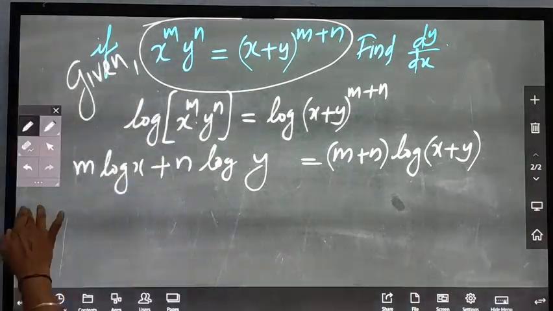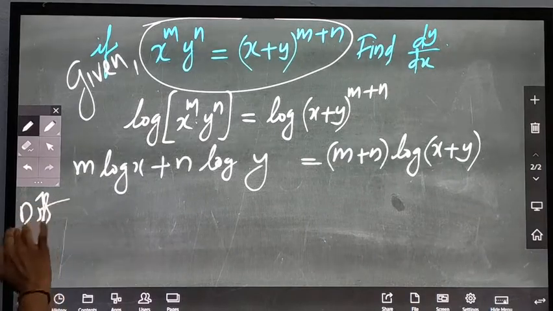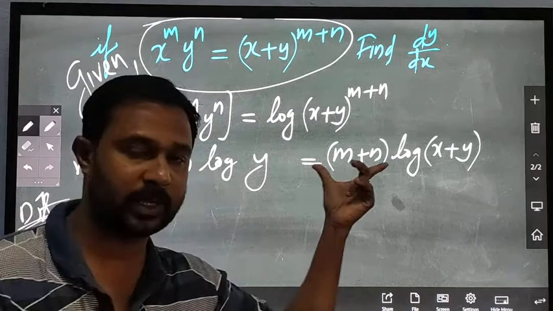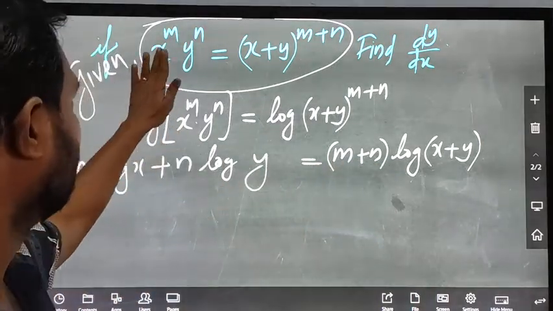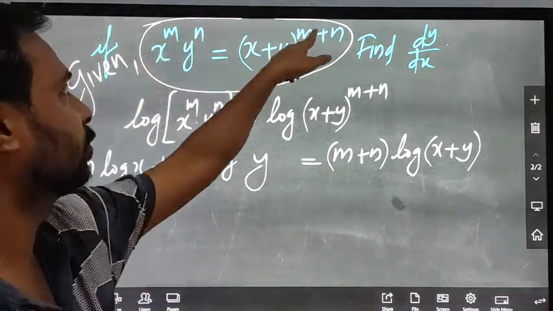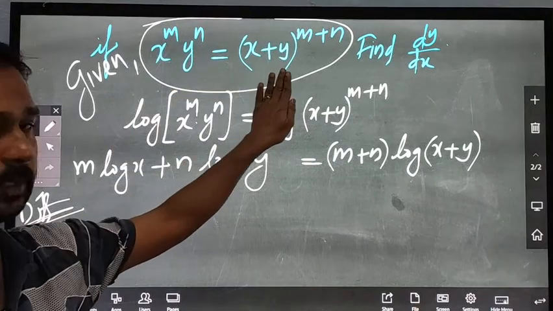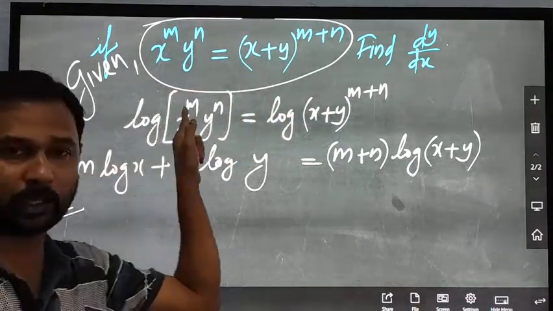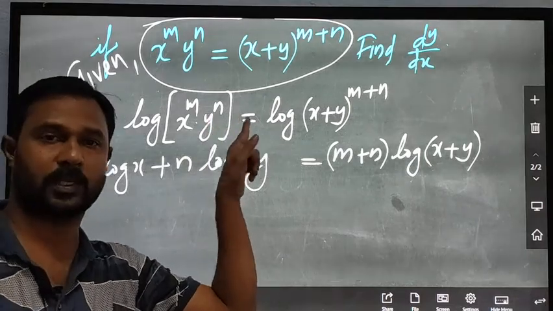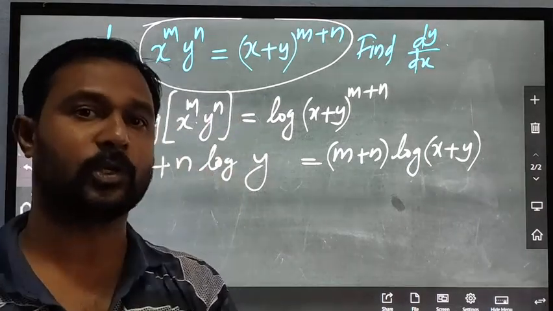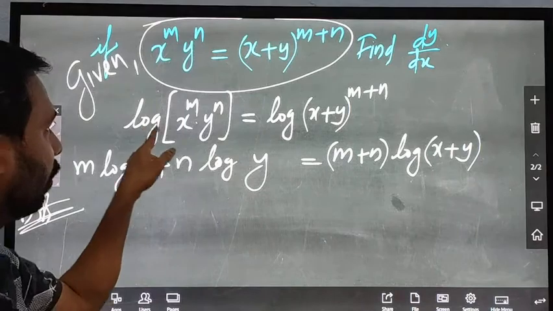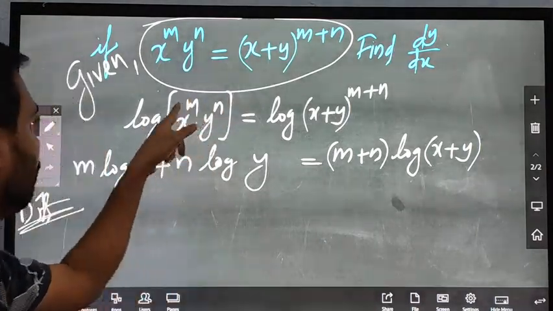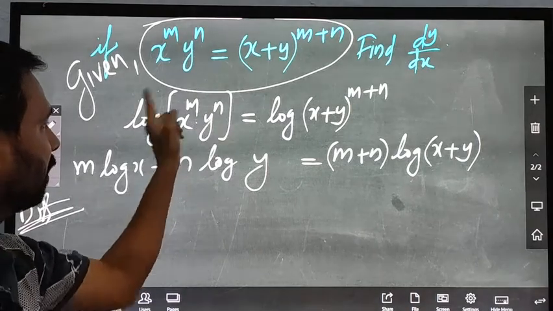Now we are going to differentiate both sides. Did you get this step? Let me explain once again. We have x^m y^n. Apply log on both sides. Now you see here, this is the logarithm of a product. Logarithm of a product is the sum of individual logarithms. So this will be log x^m plus log y^n. So log x^m becomes m log x, and log y^n is n log y.